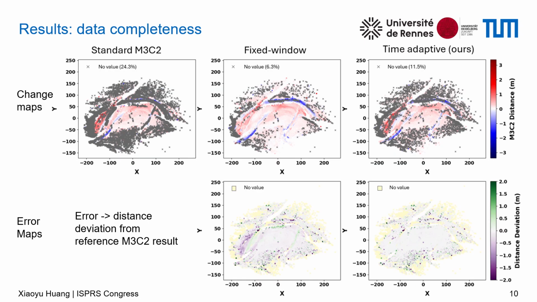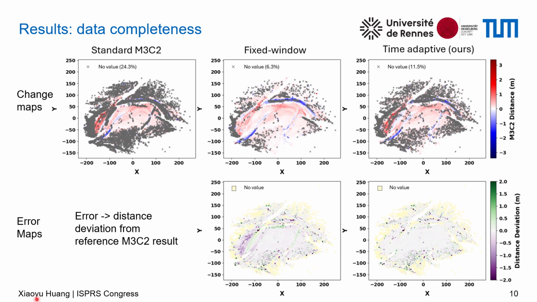Here are the visual results of our change detection. First is the standard M3C2. Because of the sparse data, it fails to compute distance for over 24% of the core points, leaving massive gray voids. Now look at the top row of our proposed method and the fixed window baseline. Both successfully filled a lot of gray gaps. The coverage is much better now, but at what cost?